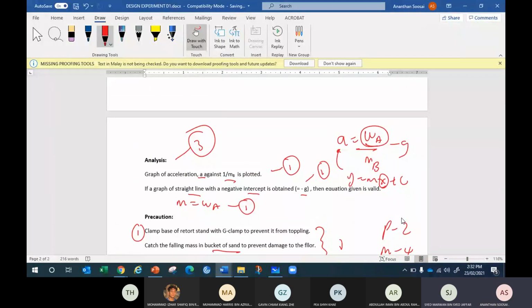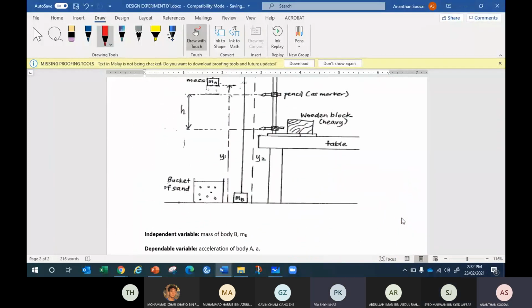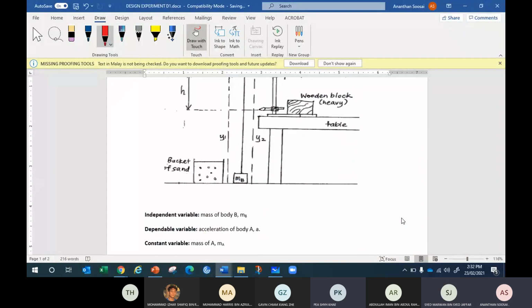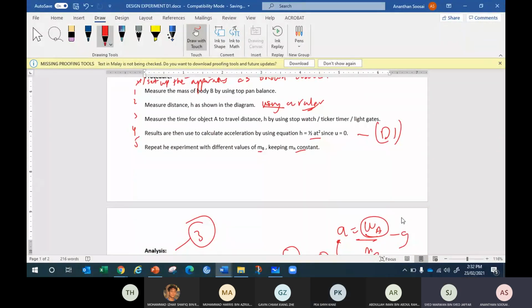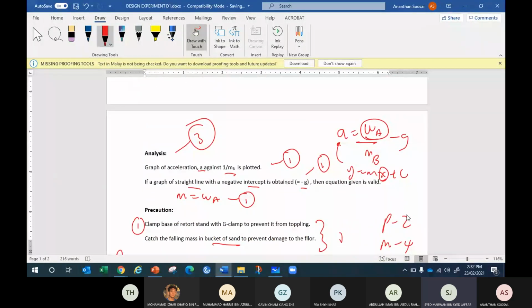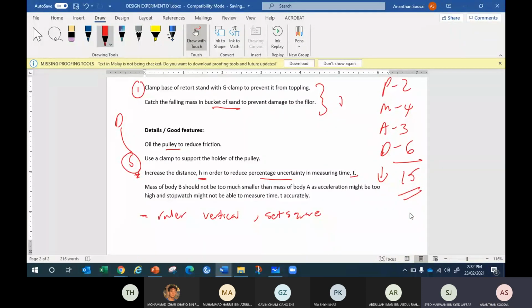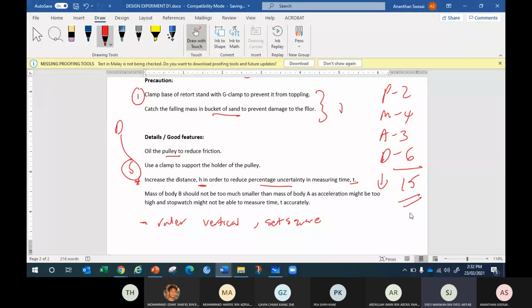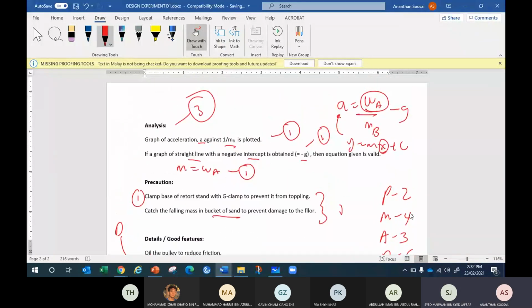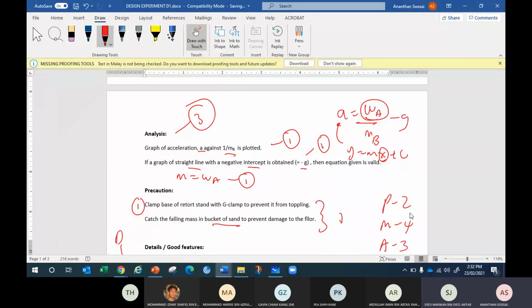Okay, any questions, guys? This is one example. That's how the report should be. Okay, any questions? Teacher, that means when we are calculating the G, we calculate without the mass B, right? Yeah, without mass B, just the gradient only, right? So after we calculate G and then we calculate... wait. No. The y-intercept is your G, right?